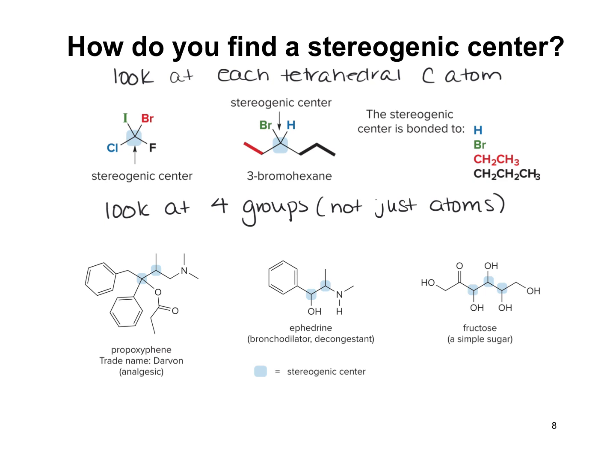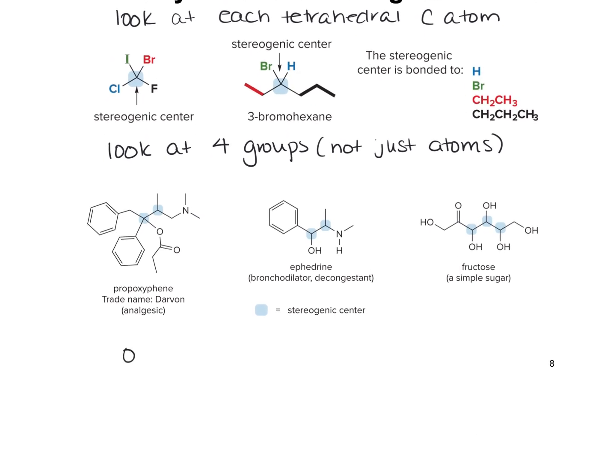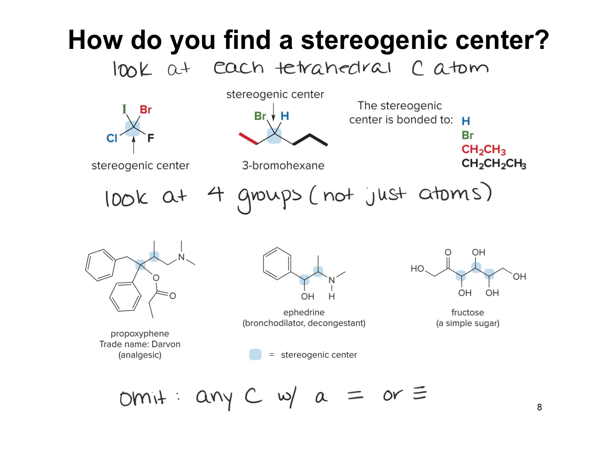That's it. Now, you can always omit from consideration any carbon with a double or triple bond every time, okay? So when we look at this stereogenic center, it's really easy to see those are 4 different groups.